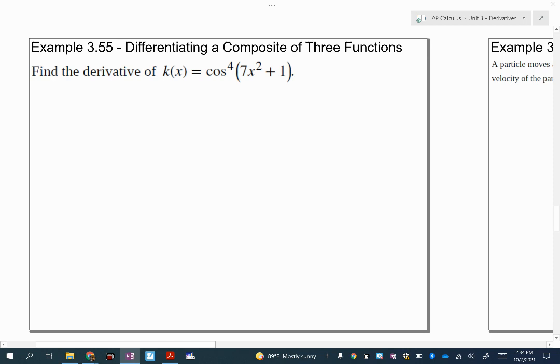But anyway, I'm going to pick up where I left off with the last video, part 1. This is part 2 of lesson 3.6. So the first thing I'm going to do is write this as the cosine of 7x squared plus 1, all raised to the 4th power.